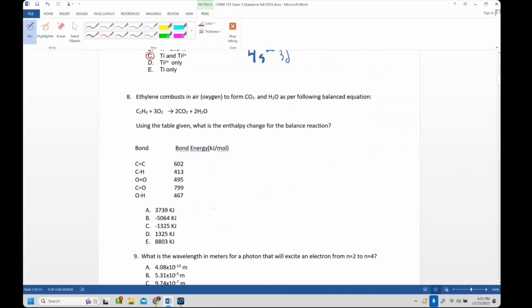Okay, next, number 8. Ethylene combusts in air to form CO2 and H2O, and we have a balanced reaction. Using the table given, what is the enthalpy change for the balanced reaction? Now, enthalpy change using the bond energies. This is where some students get confused because when we went over enthalpy, we said that it was the products minus the reactants. Now, in this case, when we're talking about bond energy, it is reactants minus products.